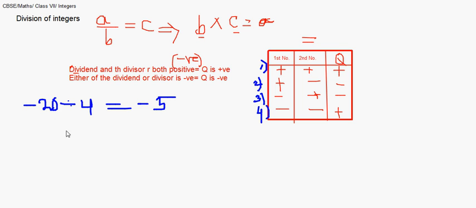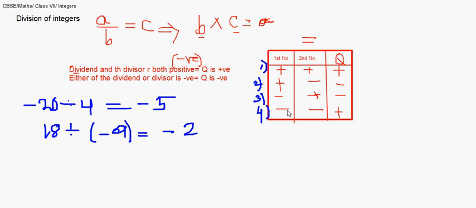Next can be 18 divided by minus 9. So what do you get? Again, this falls into your second category. Your first number is positive and the second is negative. Your answer will be negative, and 18 divided by 9 is 2.